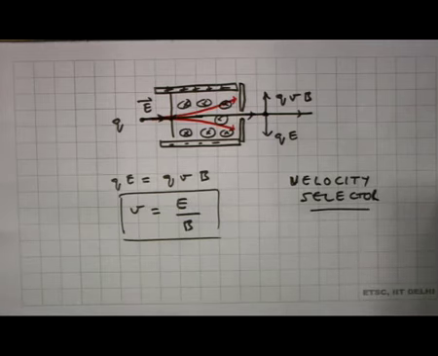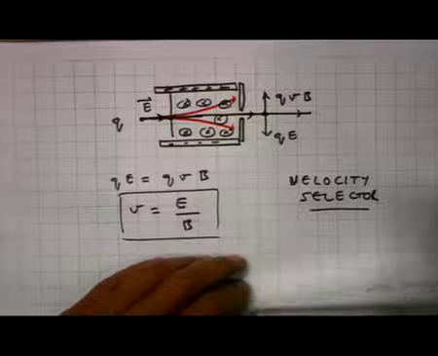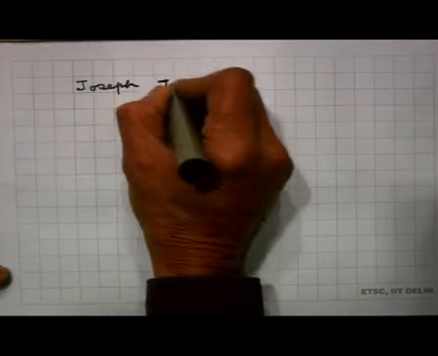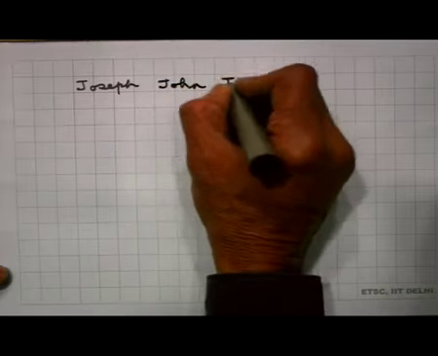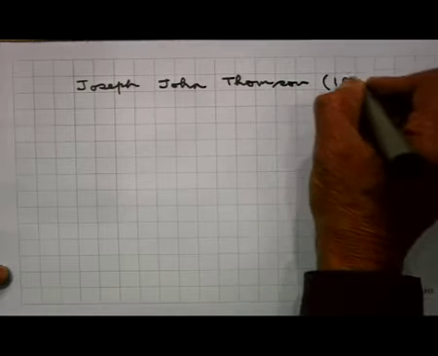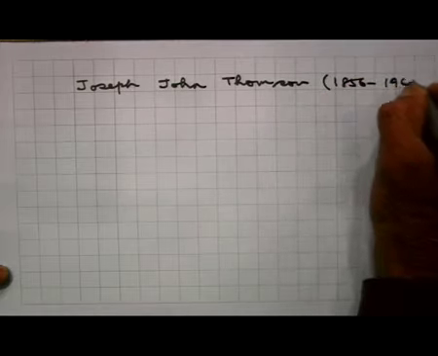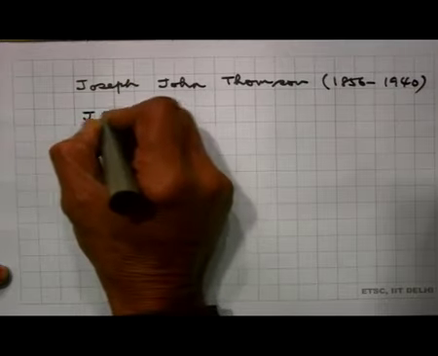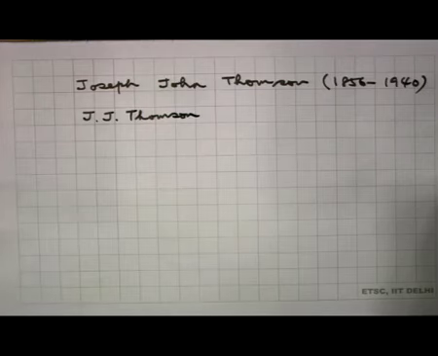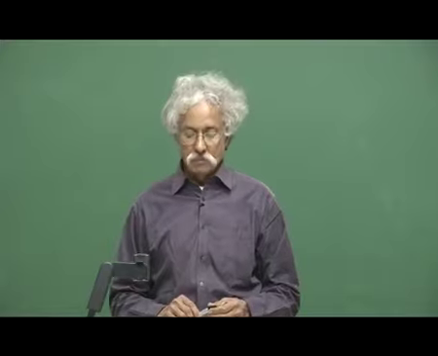Now, the motion of these particles in electric and magnetic fields was used by J.J. Thomson, Joseph John Thomson, 1856 to 1940, also referred to as J.J. Thomson, who discovered the first subatomic particle, namely the electron.